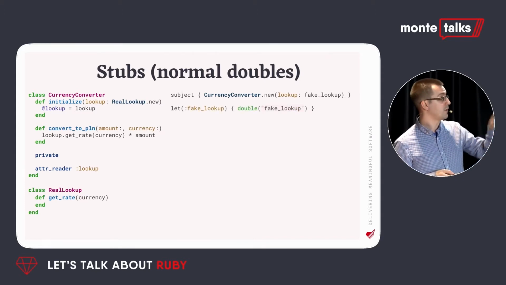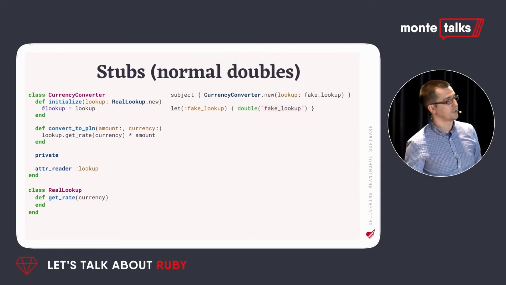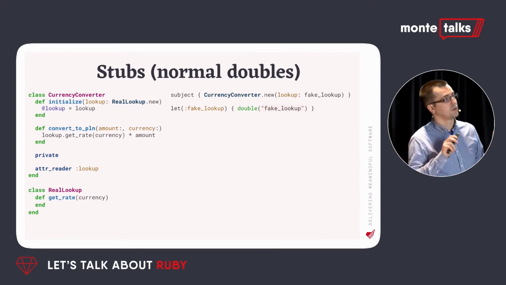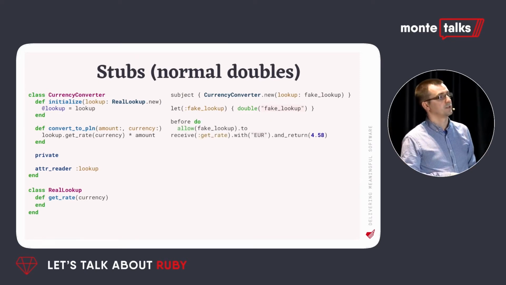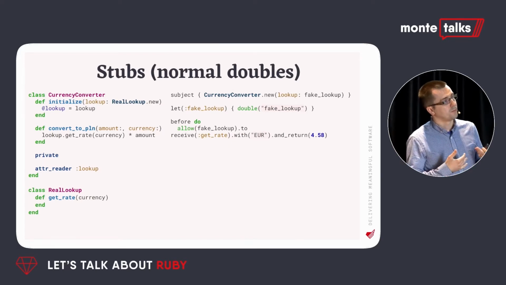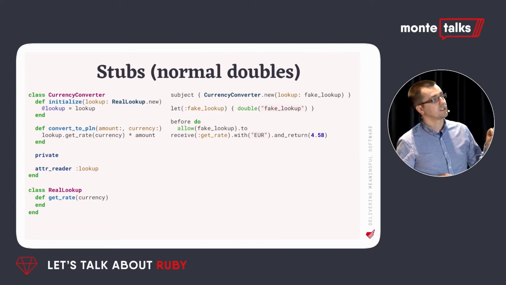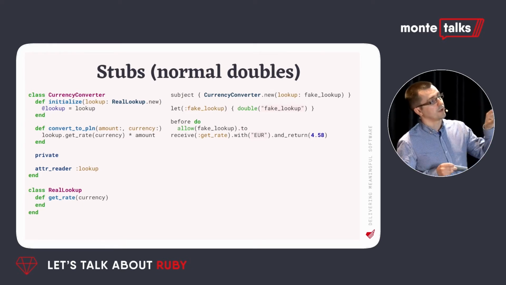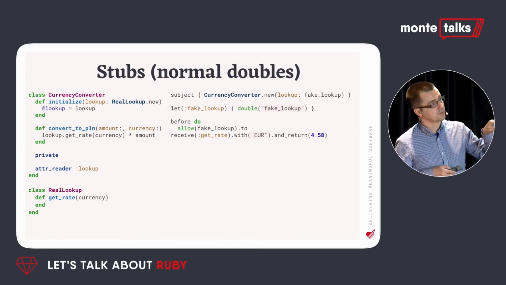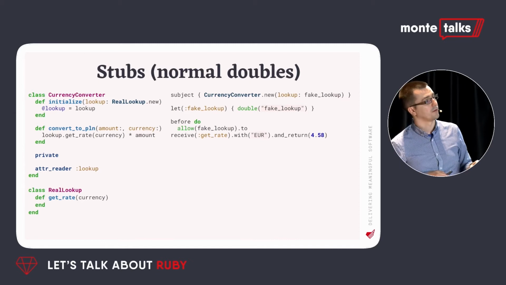And to define a fake lookup, we do not create an instance of the real lookup, but we use the method double from the RSpec library here, and we provide a string which is the name of this double. This allows us to define some behavior for this fake lookup. Especially, we would like to allow the fake lookup to receive an invocation of the getRate method with some argument. Here it is euro, right? And if the fake lookup receives an invocation of the getRate method with this parameter, it returns this value, 4.58, right?